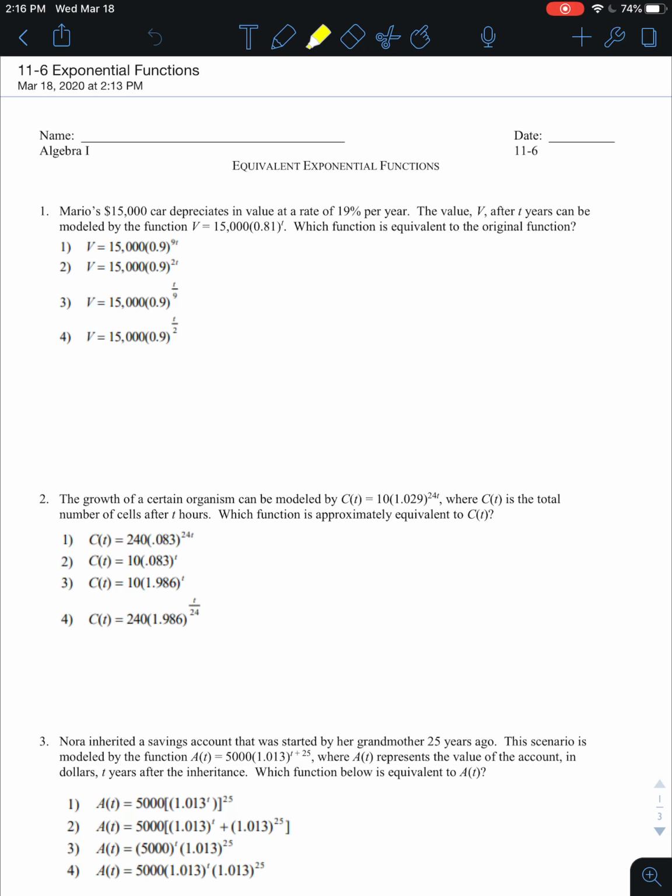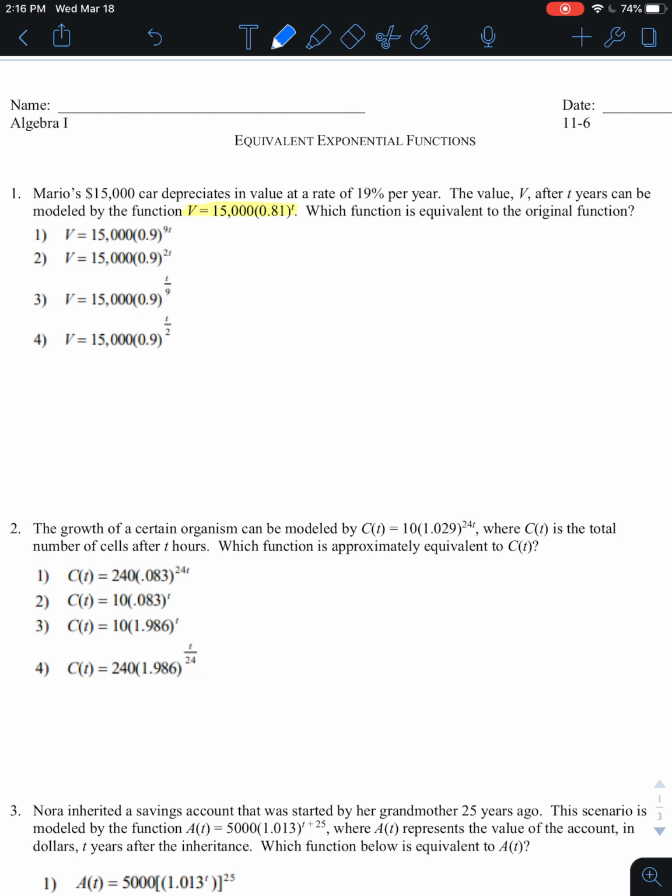So number one, we're told that Mario's $15,000 car is depreciating at a rate of 19% per year. So the value of that car, V, after t years can be modeled by this function. Now just a little review. We already know how to build this function ourselves because when something decreases by a rate, we take that rate in decimal form and subtract it from 1. So 19% would be 0.19, subtract that from 1, and this is where that 0.81 is coming from.